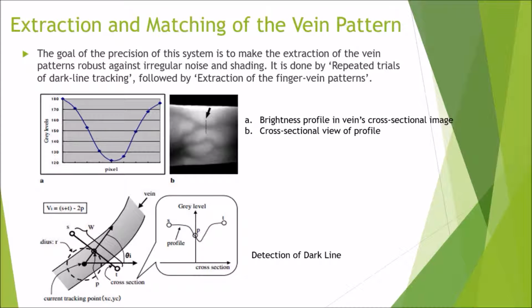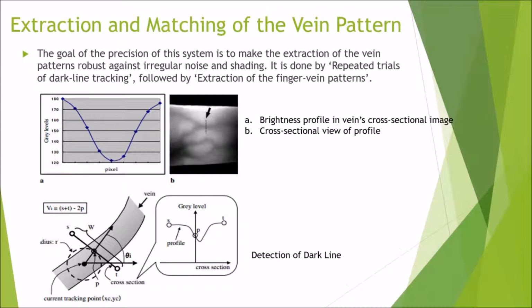The current tracking point is moved pixel by pixel along the dark line. The depth of the cross-sectional profile is checked around the current tracking point. The second figure below on this slide shows an example of the spatial relationship between the current tracking point and the cross-sectional profile. Pixel P is a neighbor of the current tracking point in the upper right direction. The cross-sectional profile S_PT looks like a valley. Therefore, the current tracking point is on a dark line. The direction of this dark line can be detected by checking the depth of the valley with varying theta i.